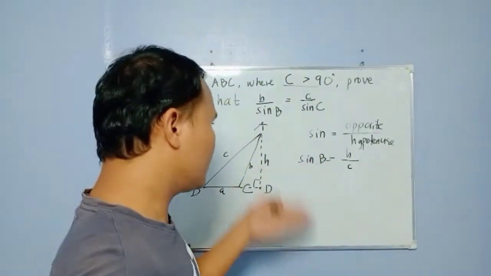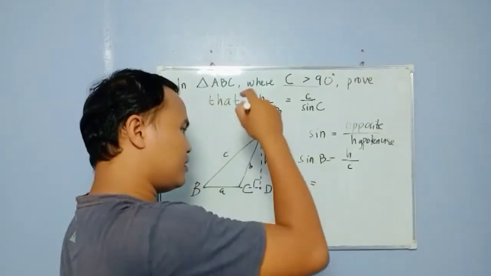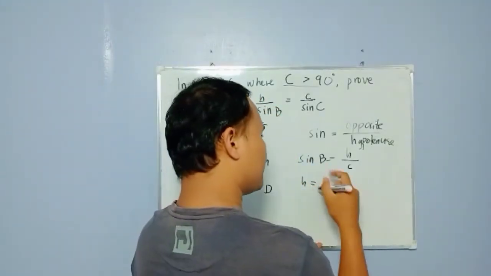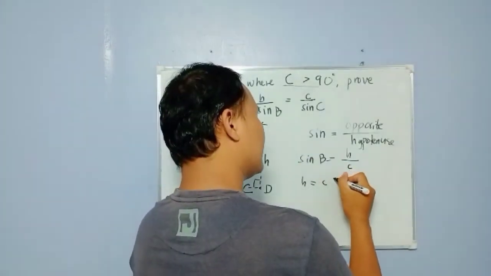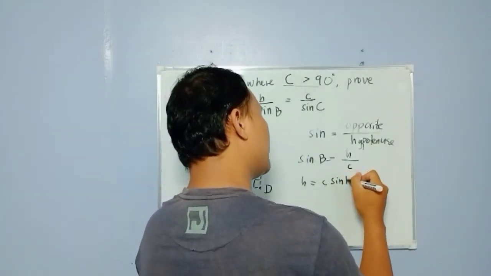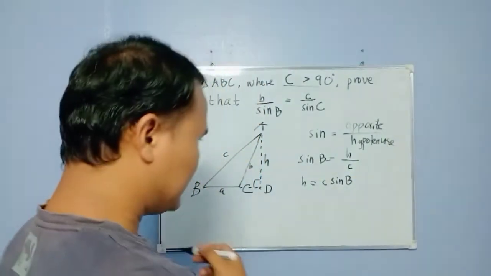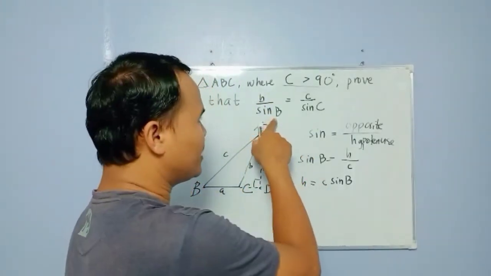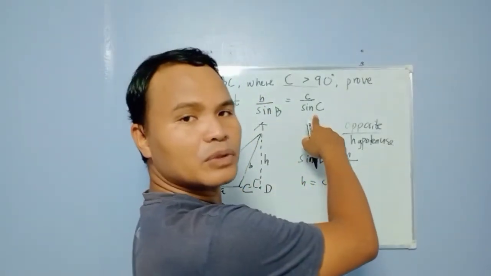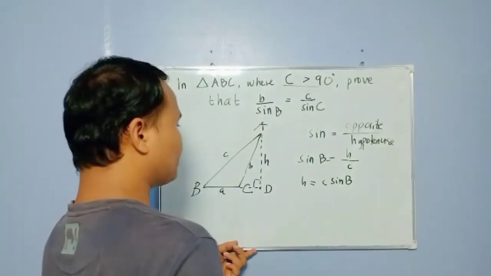If we want to solve for the height of this triangle, by cross multiplication, it is equal to c times sine B. C times sine of angle B. That is the height. Now, we are done with angle B. Let us now go to angle C.